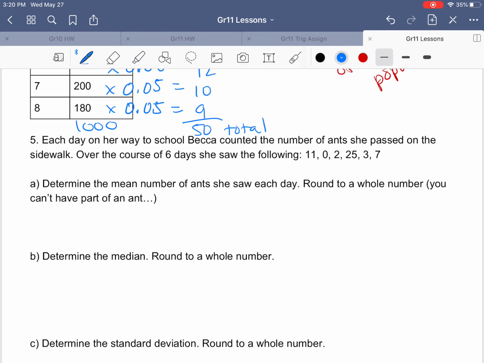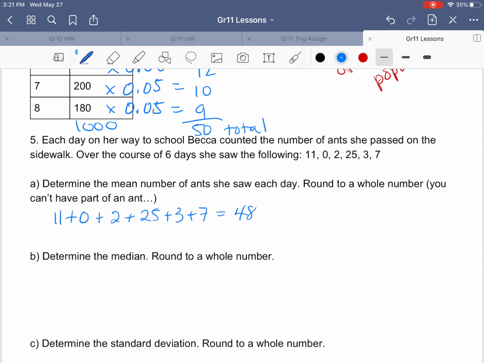And then we're going to round to a whole number if we need to, because we're talking about things that are alive here, so you can't just have part of an ant. In order to find the mean, we have to add all of our numbers together. So 11 plus 0 plus 2 plus 25 plus 3 plus 7 gives us 48 in total.